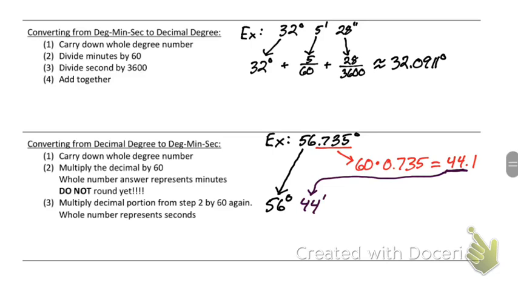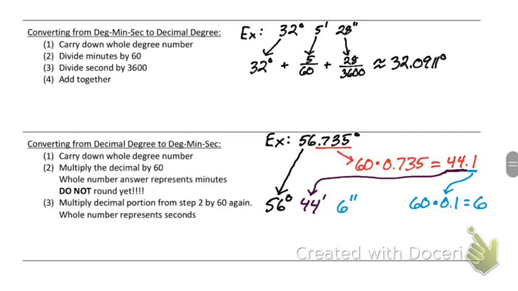So we're going to take that 0.1. What color did I use yet? I guess yellow. Yellow doesn't really show up. I don't like it. Blue. So we're going to take that 1, and we're going to go 60 times 0.1, which just happens to equal 6. So we're going to have 6 seconds.